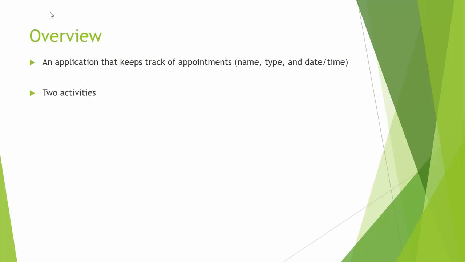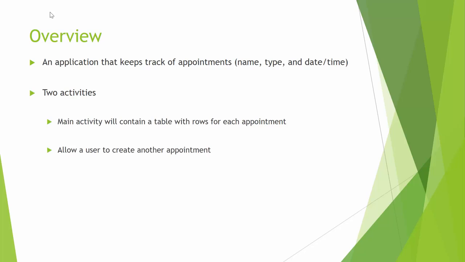We're going to have two activities in this application. The first activity, the main activity, is going to contain a table with rows that display each appointment. It's also going to allow a user to create another appointment by having a button. When you click that button, it's going to go to a second activity that allows you to create an appointment.